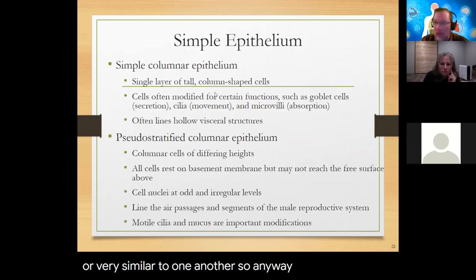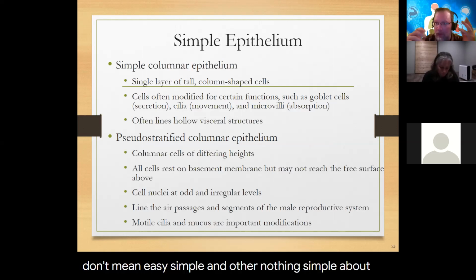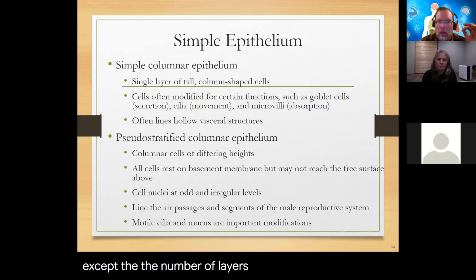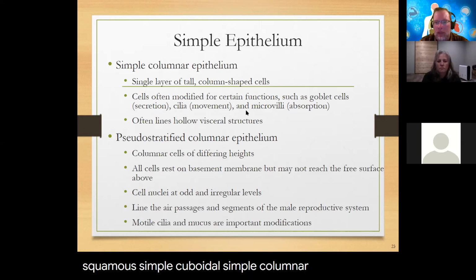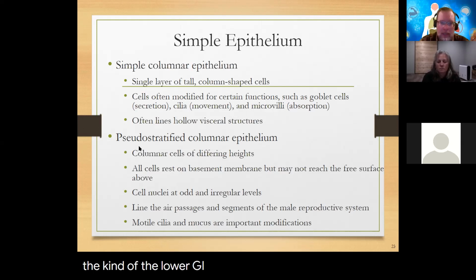Okay, simple, right? One. I don't mean easy simple. Nothing simple about it except the number of layers, which is one. Okay, simple squamous, simple cuboidal, simple columnar. And we're going to see those. We mentioned them, the goblet cells, the cilia, and the microvilli. We see simple columnar oftentimes in the lower GI tract. And then that pseudostratified, we see a lot of cilia within those.